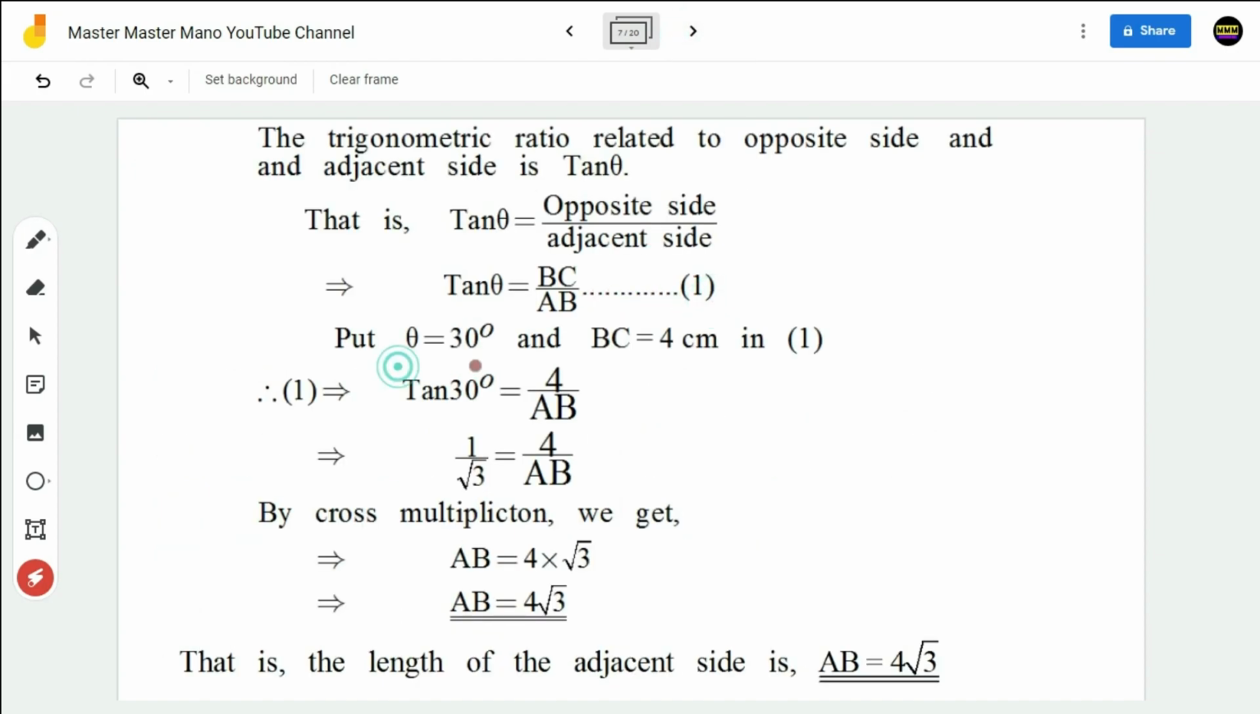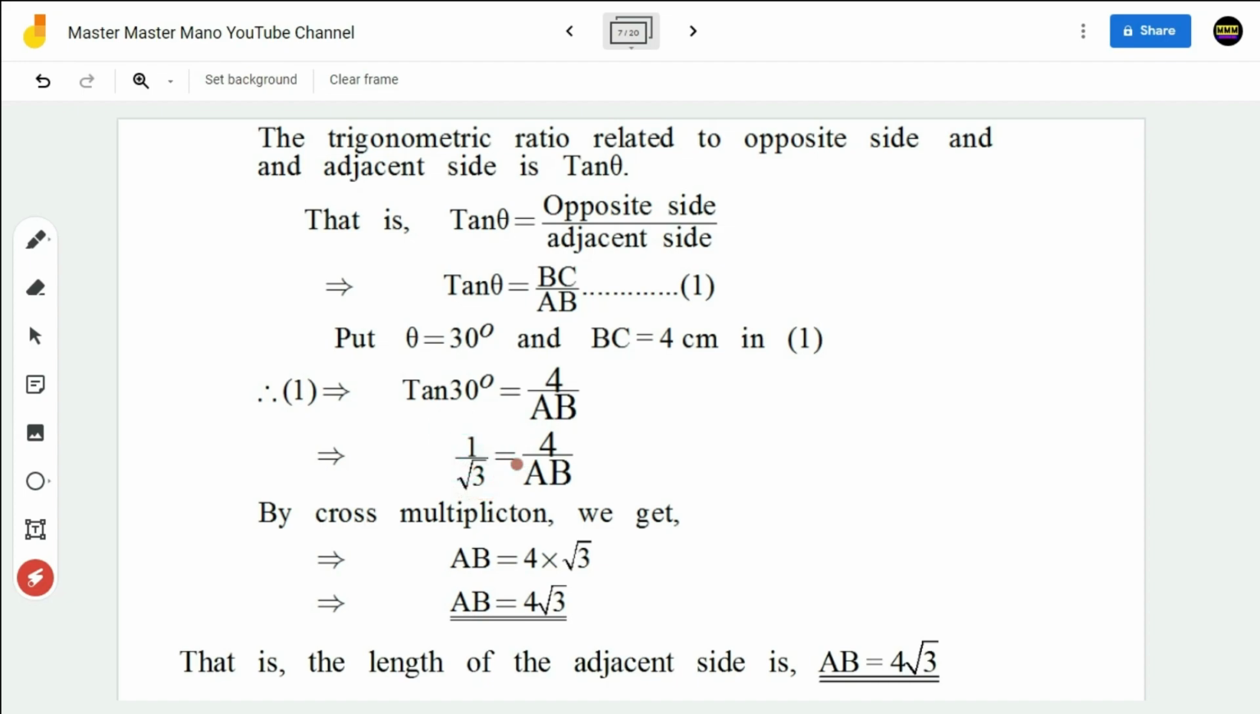Put theta equal to 30 degree and BC equal to 4 centimeter in the first equation, because this theta is given in the problem and BC also given in the problem. Therefore, the first equation becomes tan 30 degree is equal to BC value 4 centimeter by AB. Tan 30 degrees value is 1 by root 3. This tan 30 degrees value can be obtained from the trigonometric table.